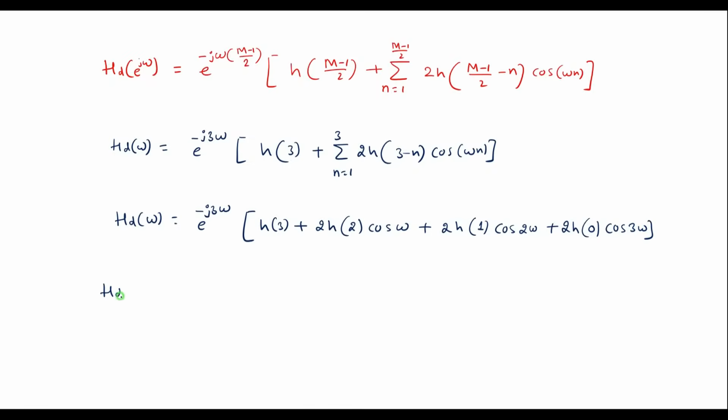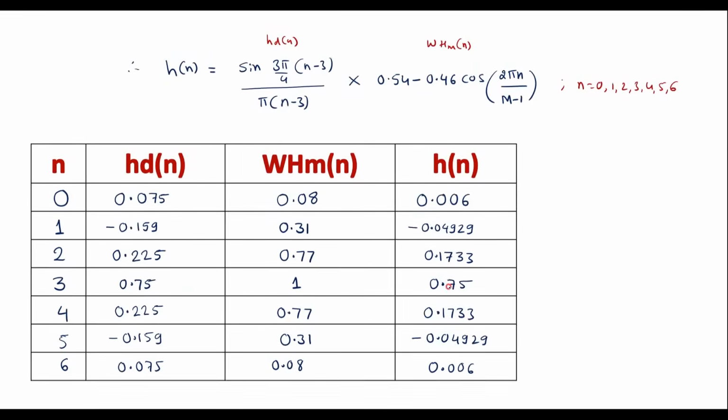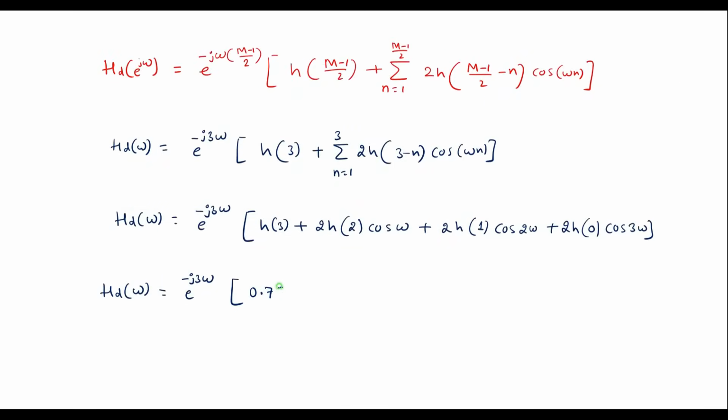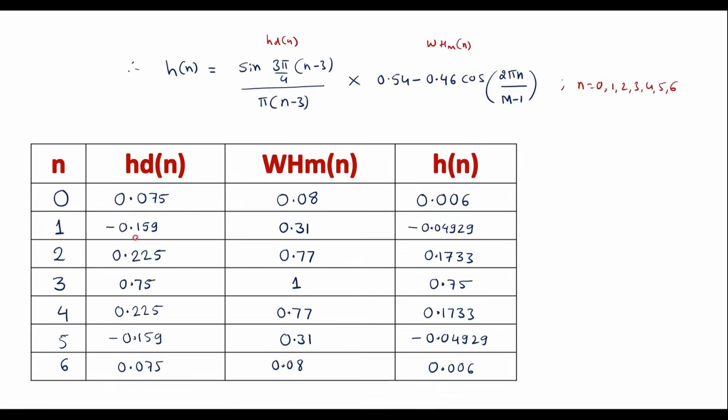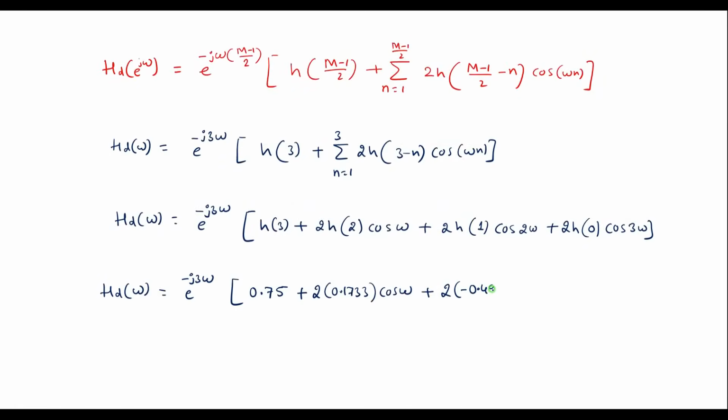Therefore I can write hd of omega is equal to e power minus j3 omega. We have h of 3 value is 0.75 plus 2 into h of 2 value is 0.1733. We have cos omega plus 2 h of 1 value is minus 0.04929, minus 0.4929 cos 2 omega plus 2 into h of 0 is 0.006 cos 3 omega.